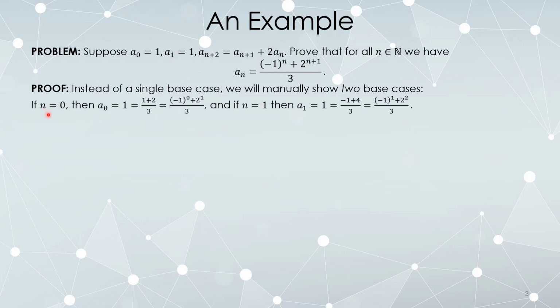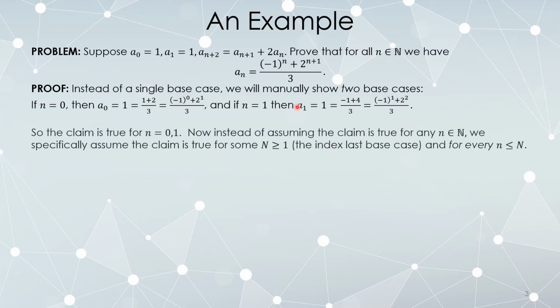Well, for index 0, we've already verified from the previous slide that the formula holds fine. If the index is 1, we want a sub 1 to equal (negative 1) to the first plus 2 to the second, over 3. But indeed, (negative 1) to the first plus 2 to the second over 3 is negative 1 plus 4 over 3, which is 1, which is exactly the value of a sub 1 that was given to us. So our desired claim does hold true for both indices 0 and 1. We have shown 2 base cases, the first 2 indices, index 0 and index 1.